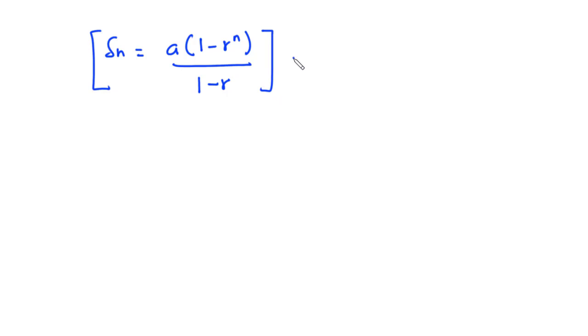Now let's talk about the sum of a geometric progression, or the sum of an exponential sequence. Now the general formula of the sum of the first n terms of an exponential sequence is given by S_n equals a times 1 minus r exponent n over 1 minus r, where r is less than 1, or r is less than unity.